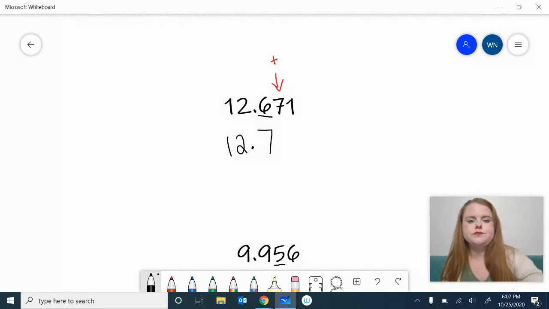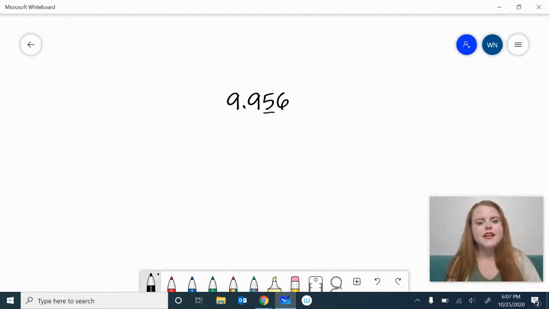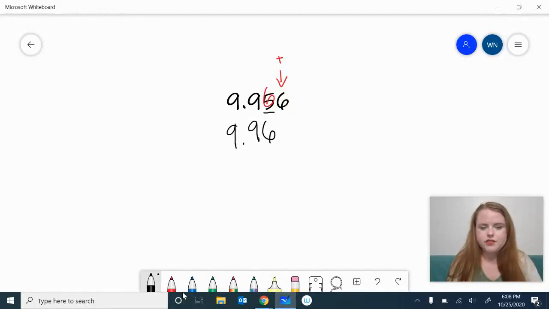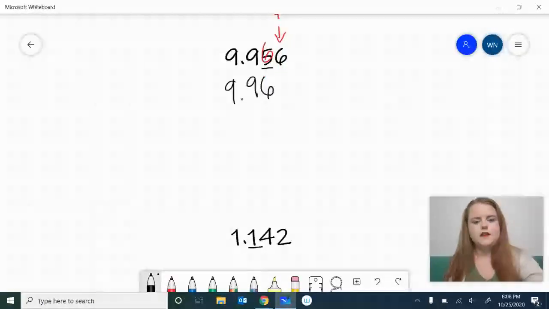Let's look at another one. 9 and 956 thousandths. The 5 in the hundredths place is underlined, so we're going to draw an arrow over our 6. 5 or more, raise the score. So we're going to know we're going to raise our score. So that 5 is going to become a 6. Rewrite everything else. 9 and 96 hundredths. Remember, nothing after the 6.